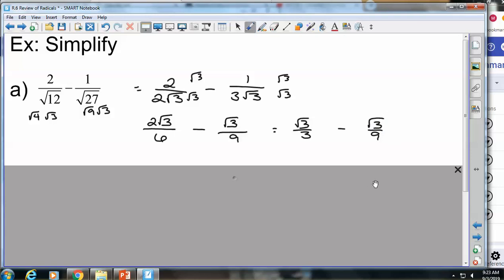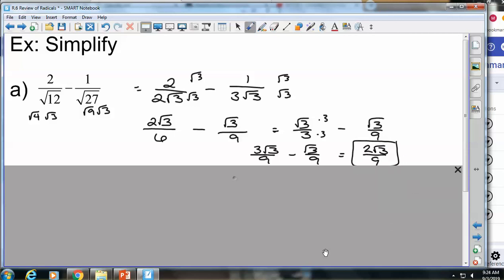Okay, now if I need a common denominator, what are we going to do? Multiply this one by what? 3. So I can do it to each side. You can do it to each side if it's an equal sign, or you can do it to top and bottom if it's a fraction. So I get 3 radical 3 over 9 minus radical 3 over 9. Denominator is the same. 3 radical 3 minus 1 radical 3 would be 2 radical 3.